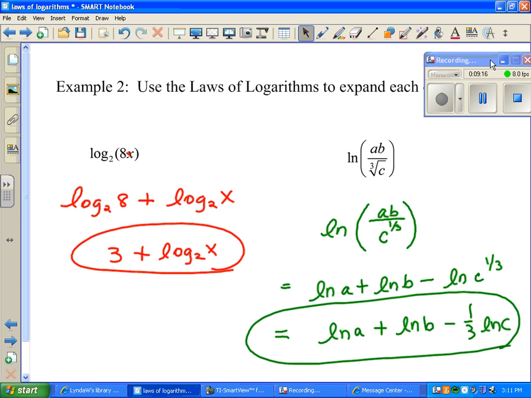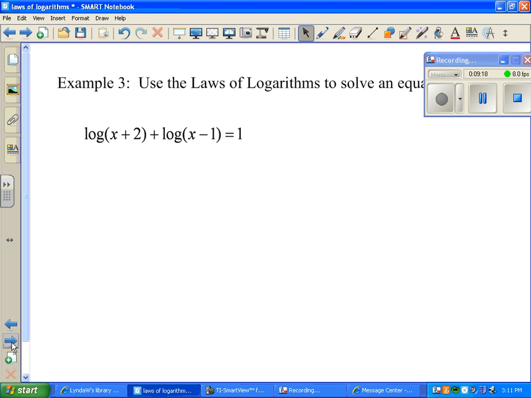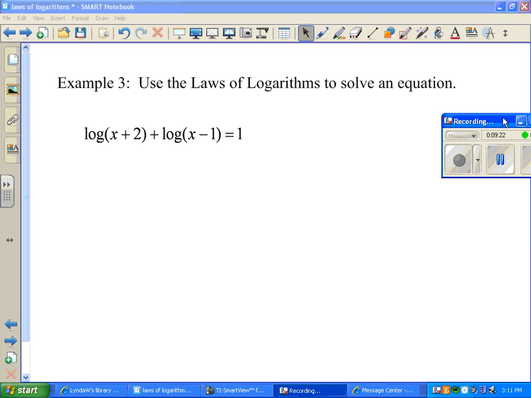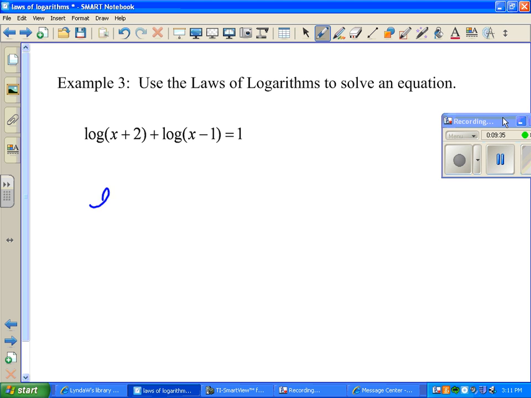All right, last problem. We're going to use the laws of logarithms to solve an equation. Now, we want to try to figure out what value of x makes this equation true. And you can't just combine the x's together. What we want to do is combine the two logarithms by using the rule that adding two logarithms is the same as one logarithm where we have the product of x plus 2 times x minus 1.